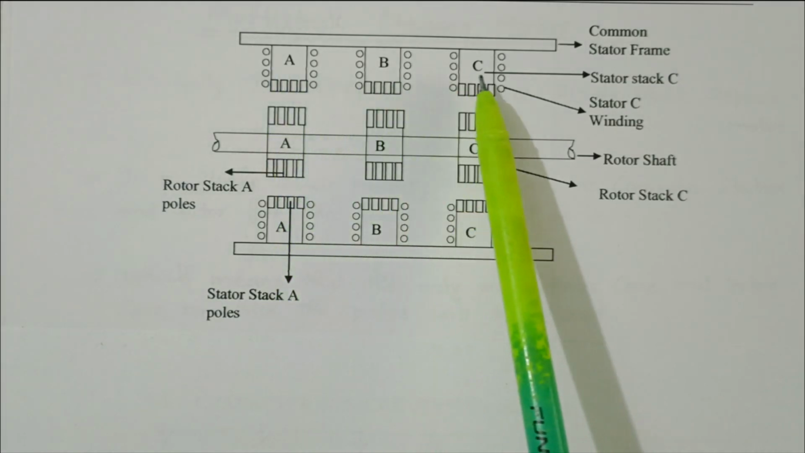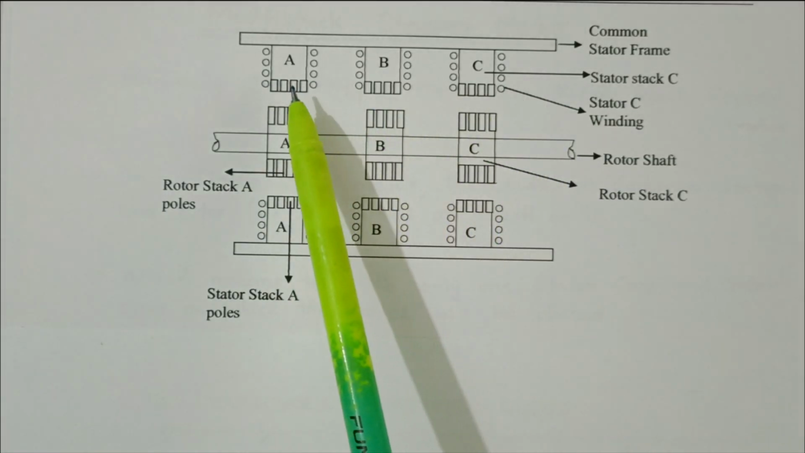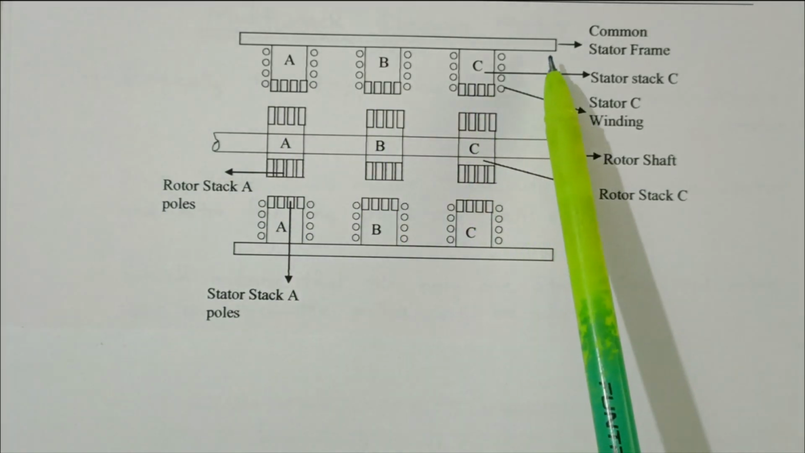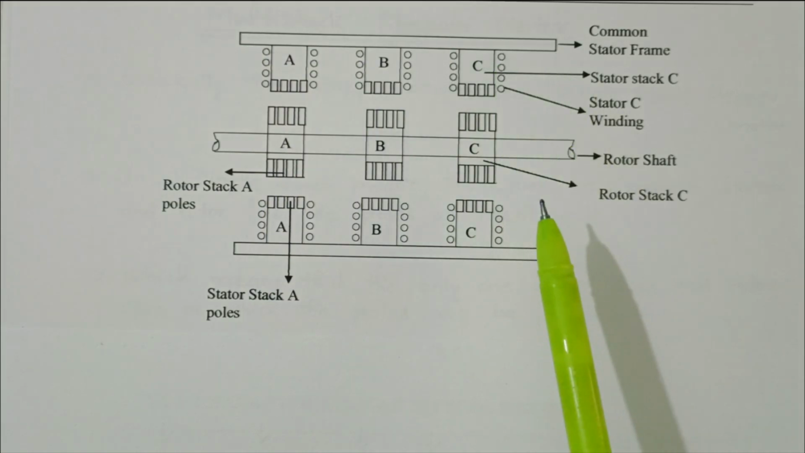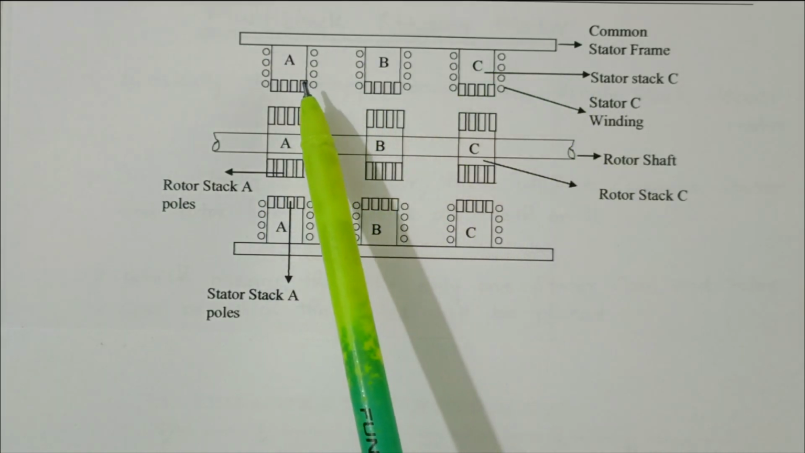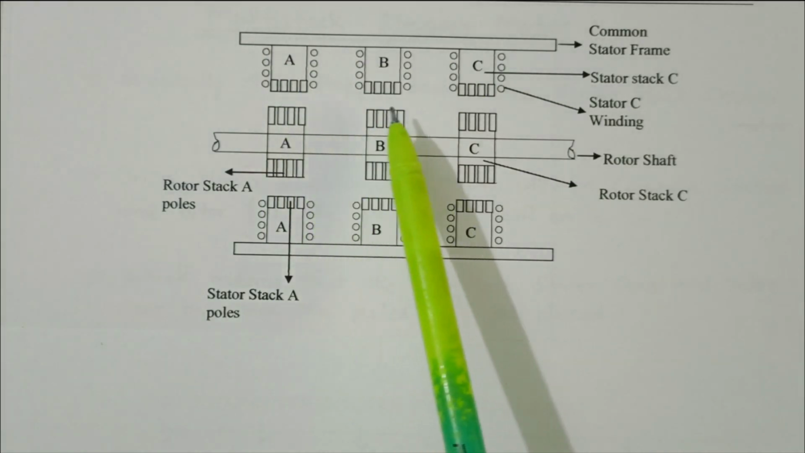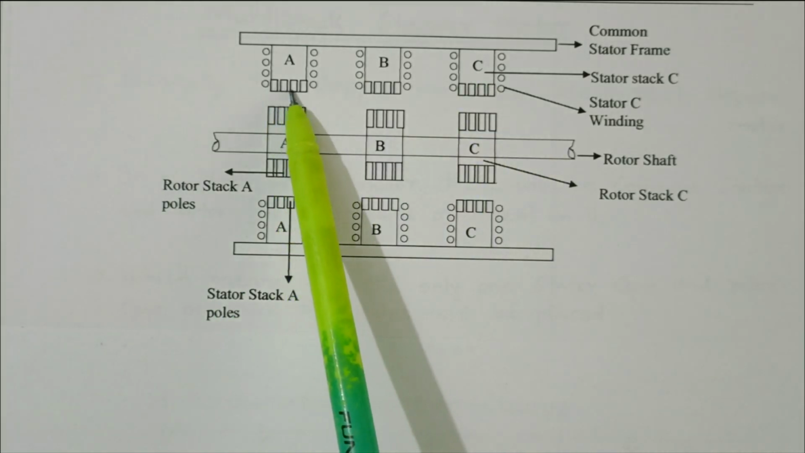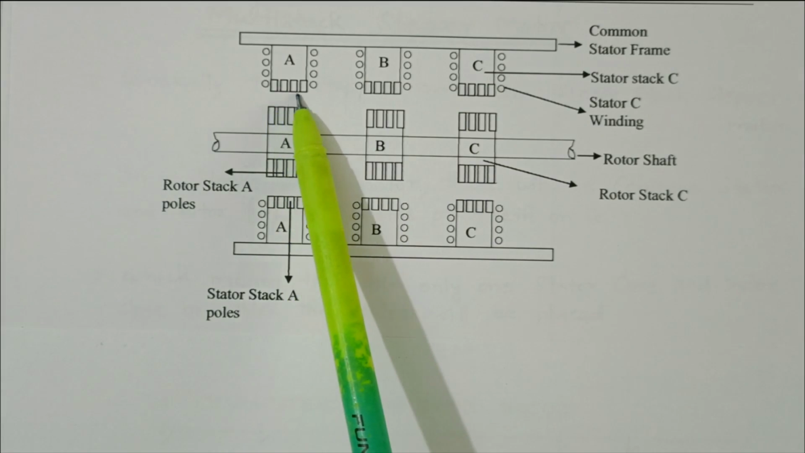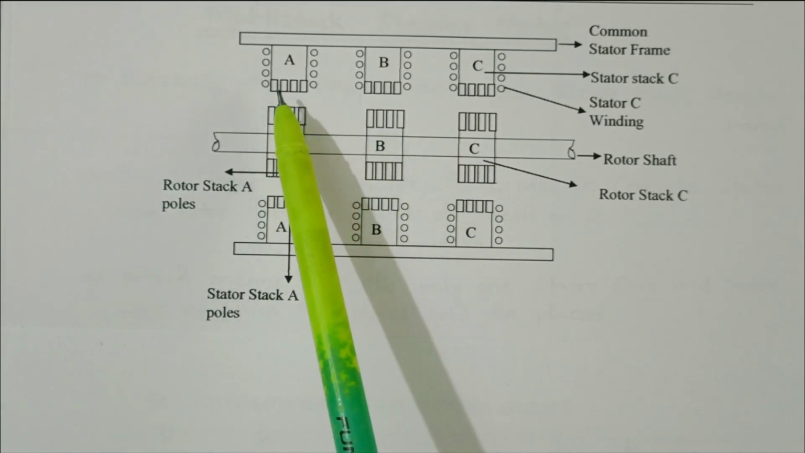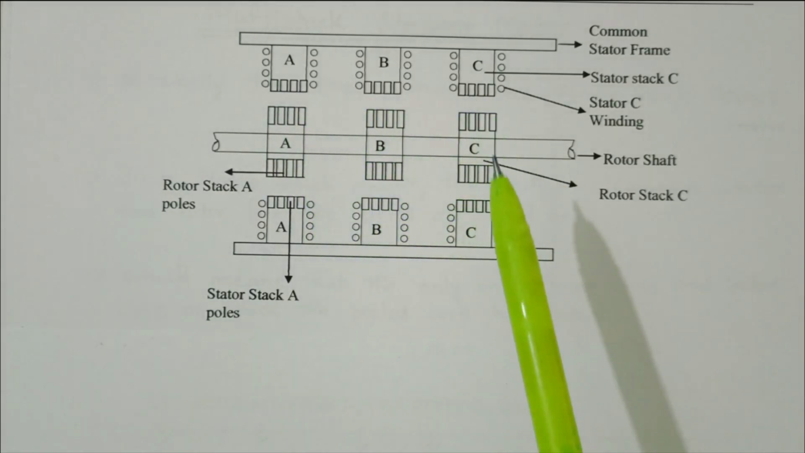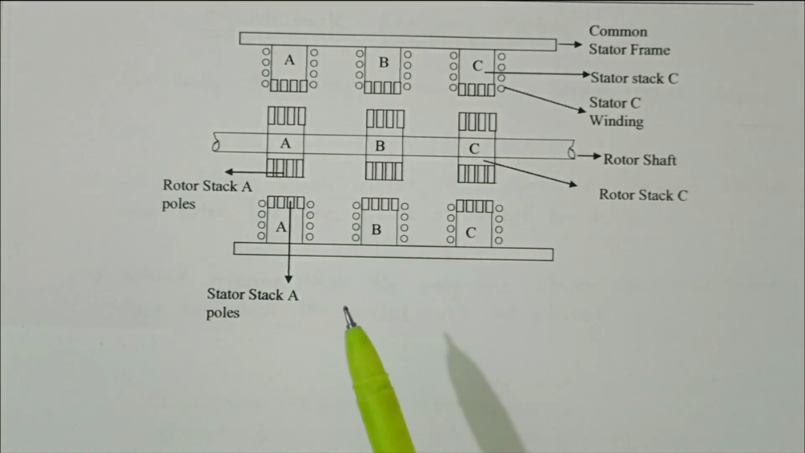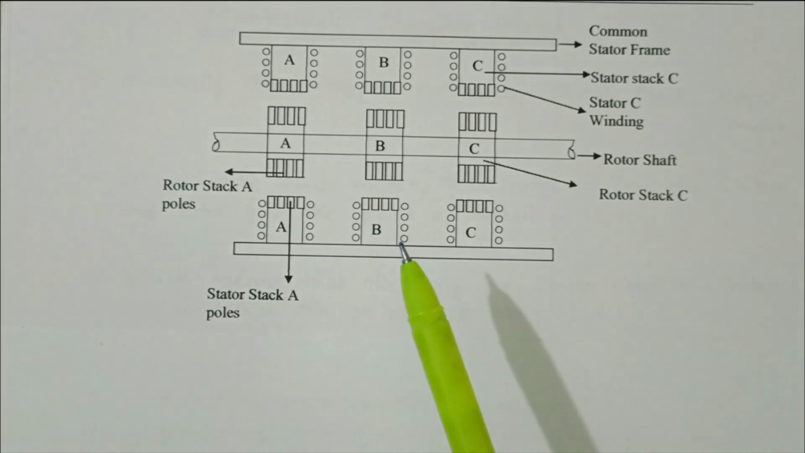Similarly, you see this is the stator stack A, this is stator stack B, stator stack C, available in the common stator frame. So these are all the windings of stator stack A. This is the windings of stator stack B. Similarly C. So these are the stator poles. Stator stack A poles, stack B poles, stack C poles. Right? So 3 different stacks are available for both stator and rotor. The main use is to get the small step angle.